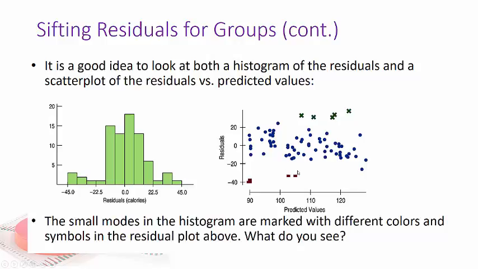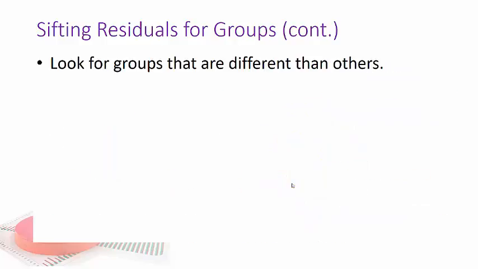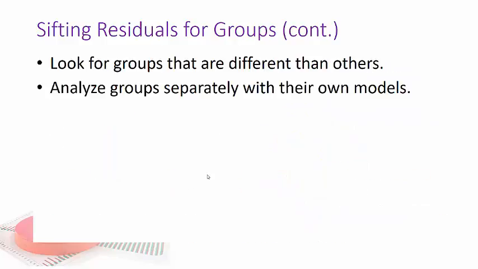So what do we see? We see that these green dots, which represent a higher calorie count than expected, these are from your book, and these red squares here represent lower calorie counts than expected. So we want to look for groups that are different than others, and we can analyze those groups separately with their own models, and that's usually appropriate.